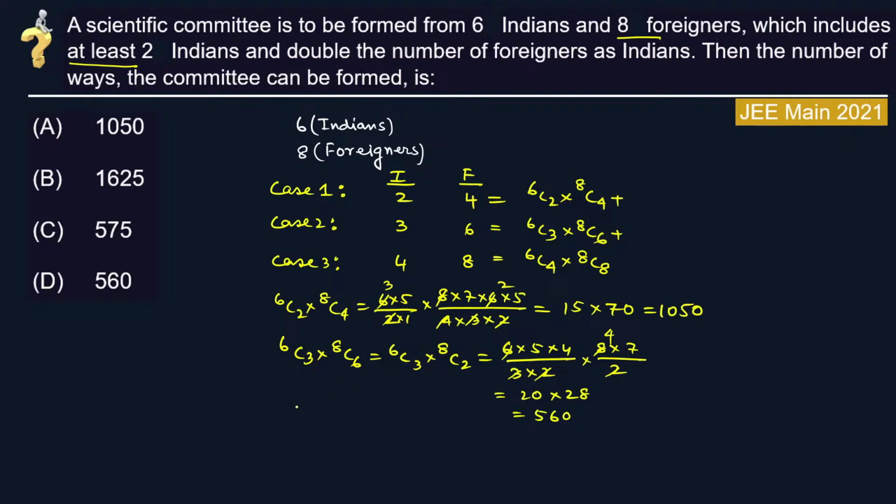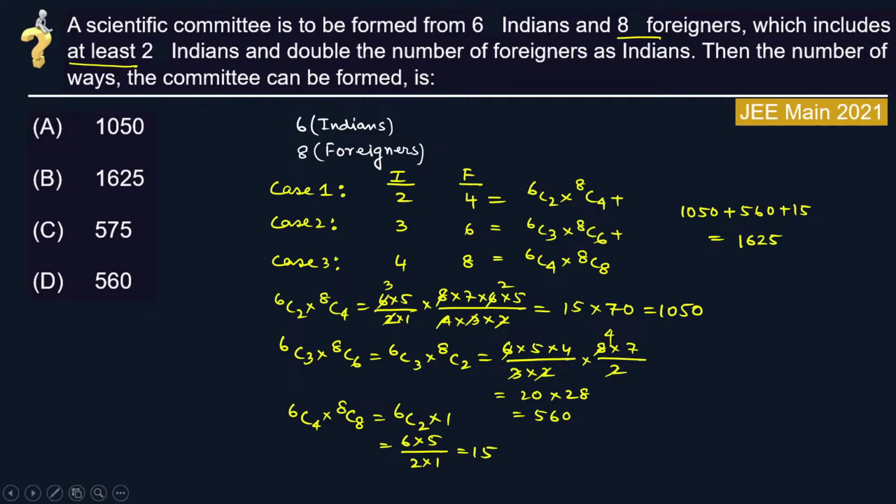Now case 3, it is saying 6C4 into 8C8. 6C4 is the same as 6C2, and 8C8 is basically 1. So 6C2 is 6 into 5 divided by 2 into 1. That gives us 15. Therefore, the total number of ways will be 1050 plus 560 plus 15. So that gives us 1625. Hence, option B is the correct one.